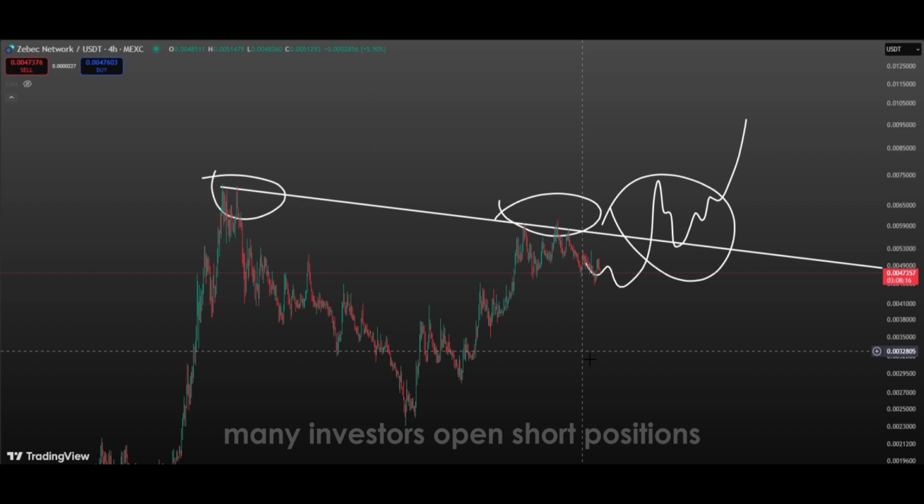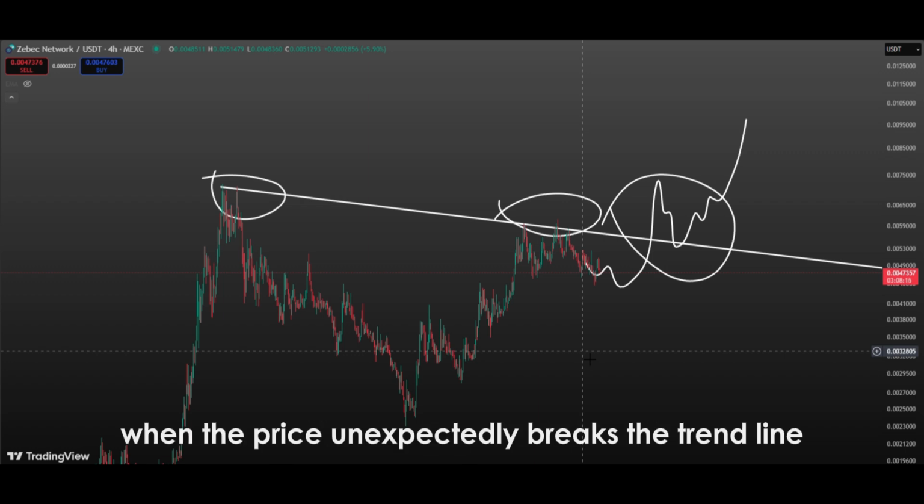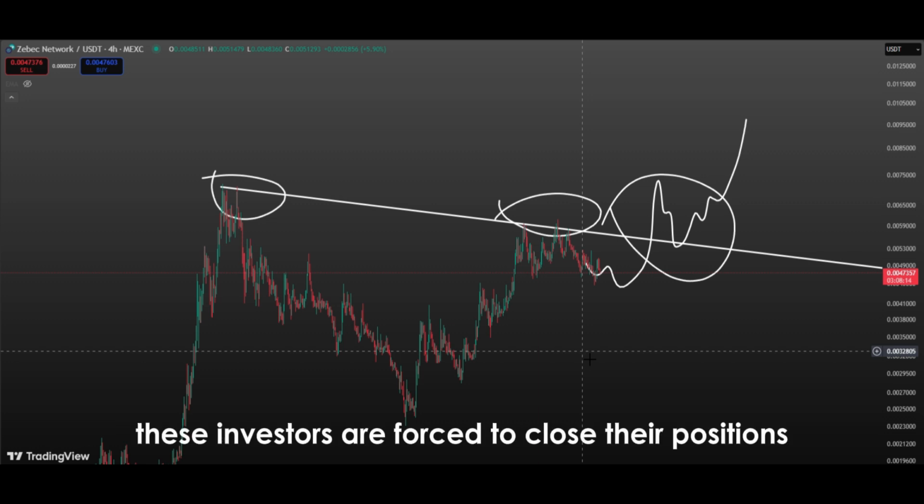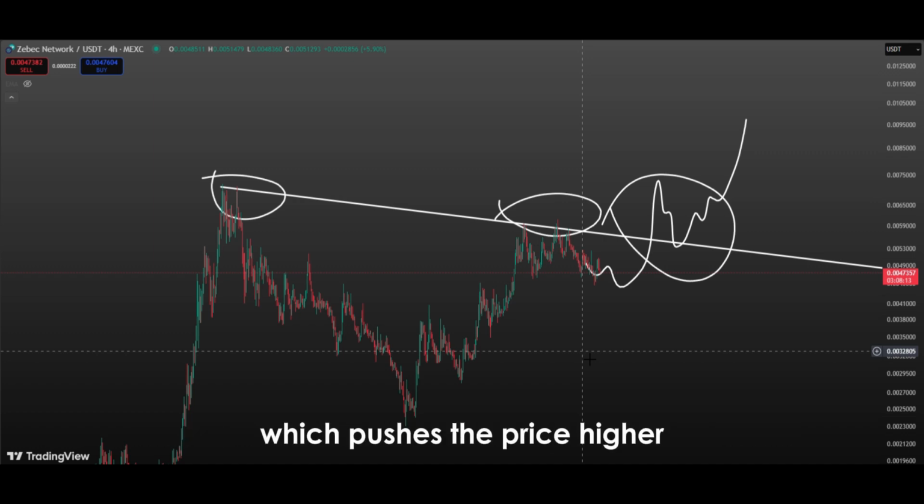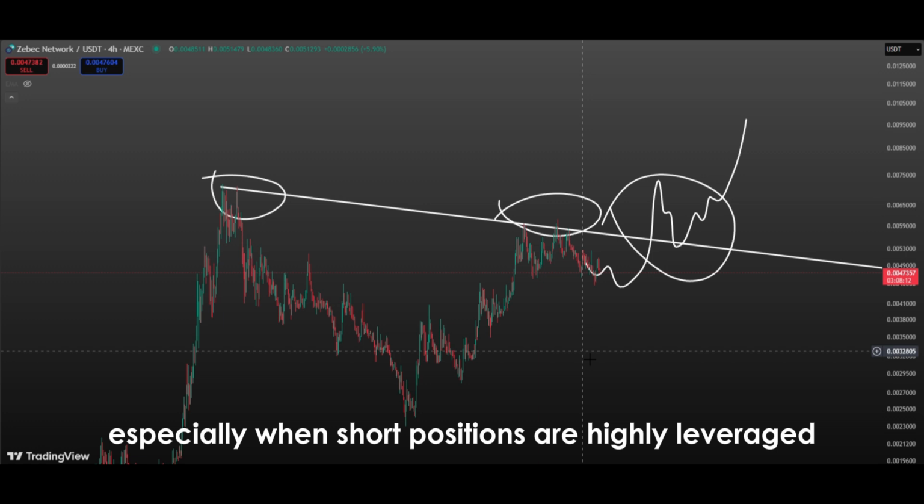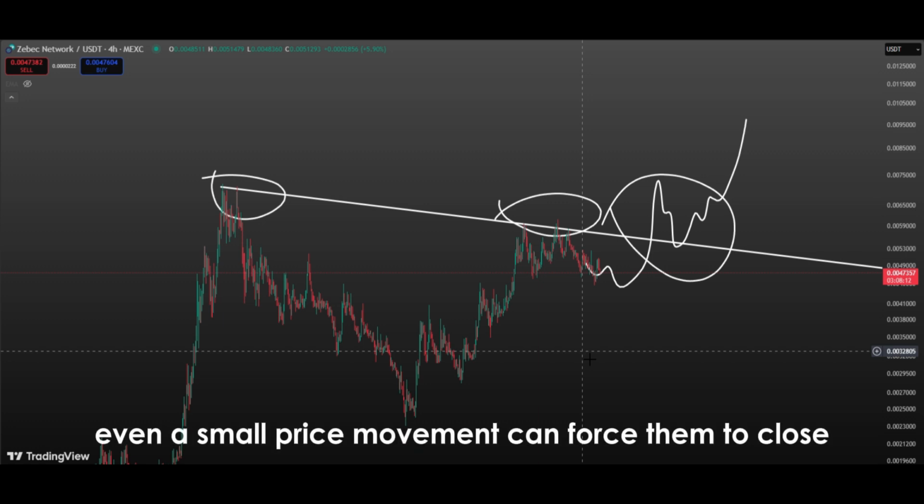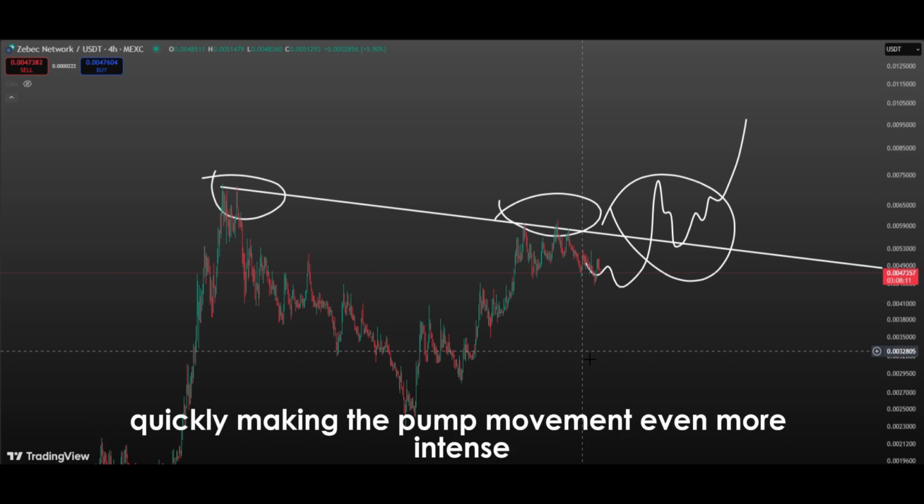During the downtrend, many investors open short positions expecting the price to drop further. However, when the price unexpectedly breaks the trend line, these investors are forced to close their positions to stop losses. Closing a short position means placing buy orders, which pushes the price higher. Especially when short positions are highly leveraged, even a small price movement can force them to close quickly, making the pump movement even more intense.